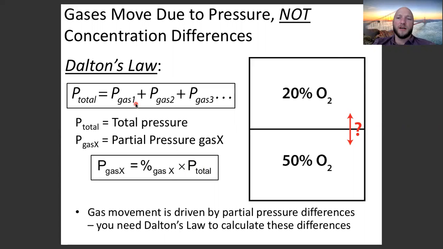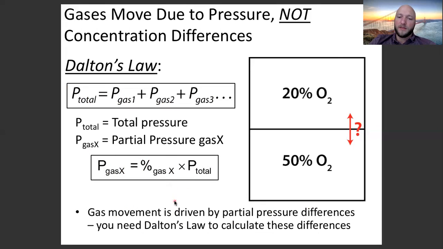So Dalton's law says that the total pressure is equal to the sum of the individual gases that make it up. So gas 1 plus gas 2 plus gas 3, total. It can also be written that the partial pressure of gas X is equal to the percent of the whole that gas is times the pressure. So gas movement is driven by partial pressure differences. You need to know Dalton's law in order to calculate these.